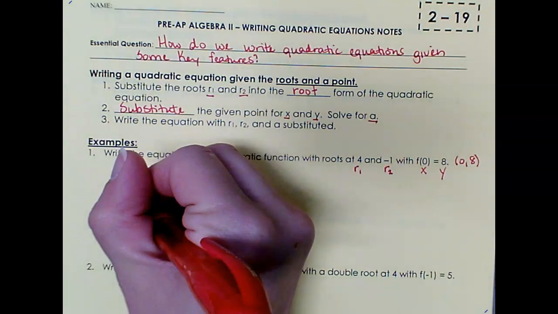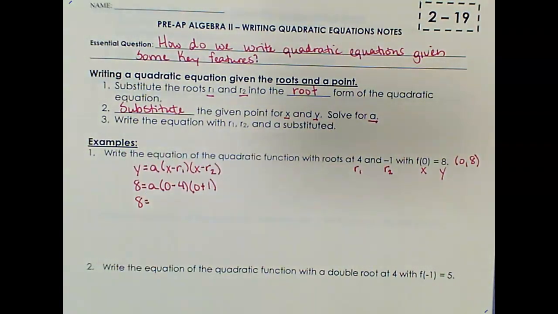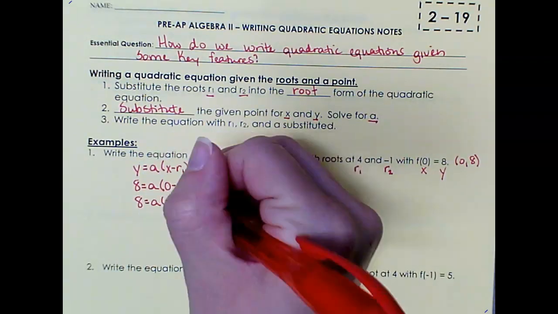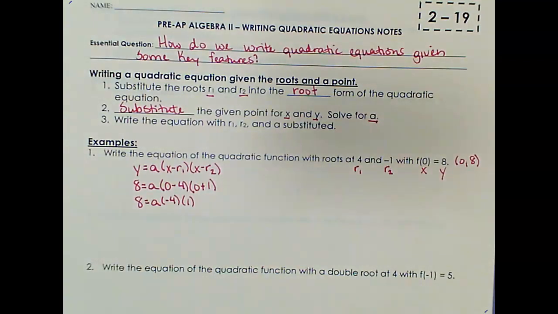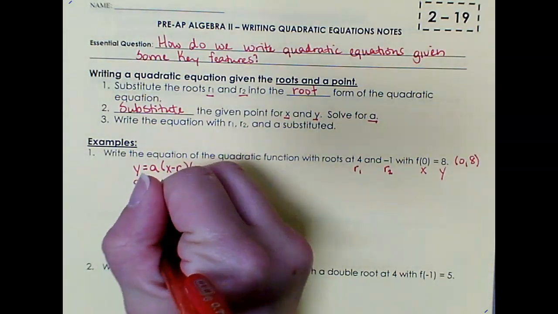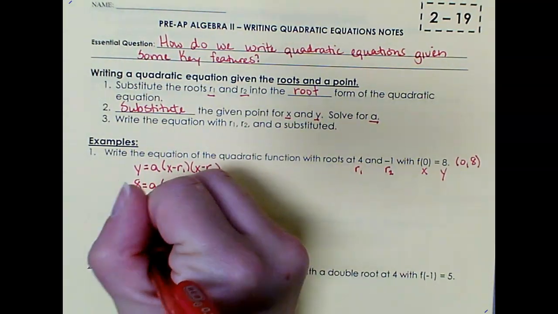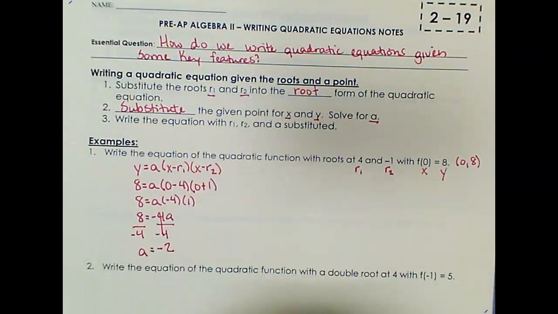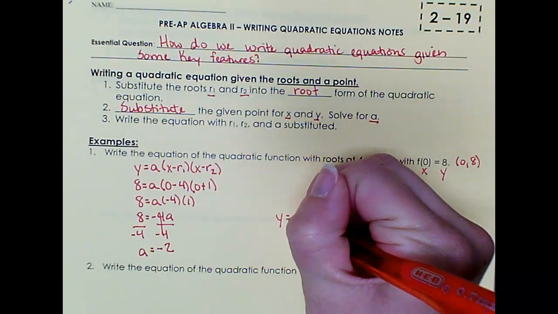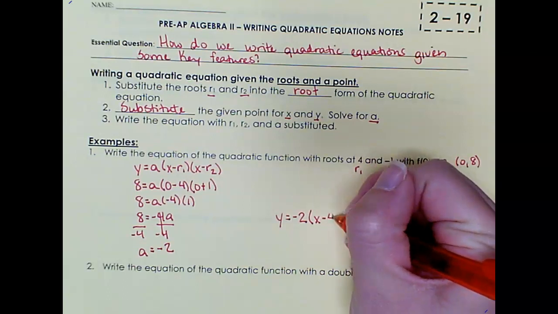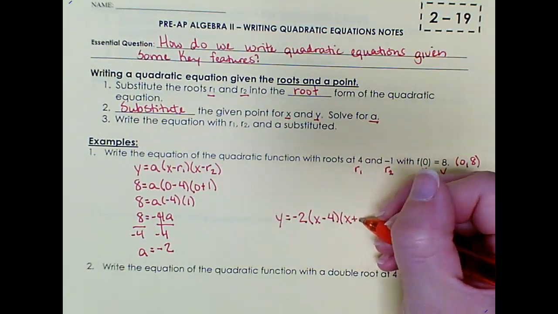So I'm going to go ahead and start simplifying and then solve. So I still have a. 0 times -4 is -4. 0 plus 1 is 1. If I multiply all three of these together, -4 times 1 is -4. So this is really -4a. And if I divide by -4, I get an a value of -2. So I can substitute that back into my equation. I have y equals a, which is -2, times x minus 4, times x plus 1.